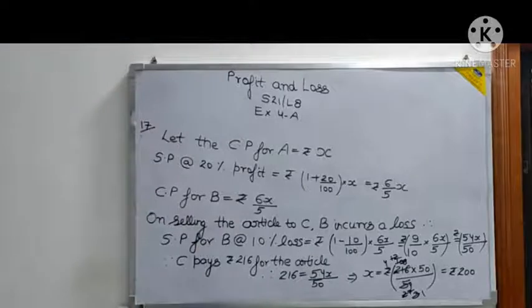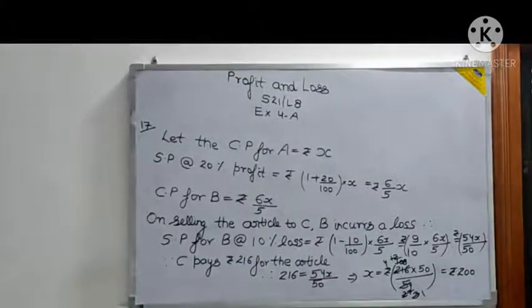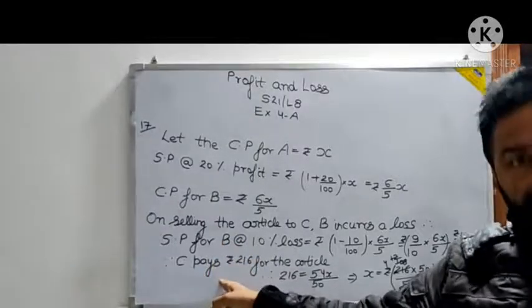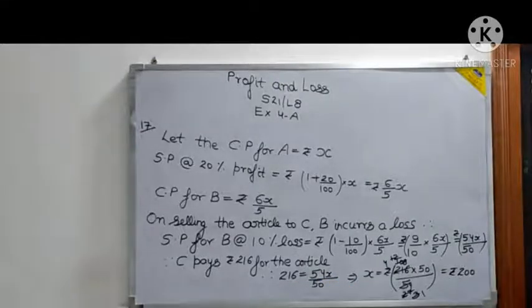Now see, whatever price C is paying, that is the cost price for C or SP for B. So SP for B is CP for C. So C is paying how much? 216 rupees. Okay. So this should be the answer, rupees 200.